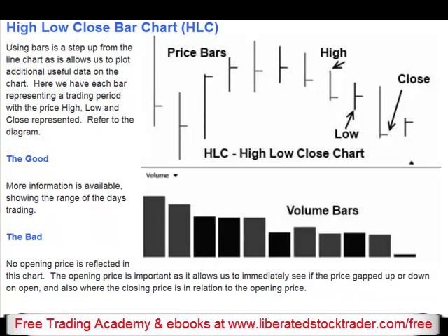The good. More information is available showing the range of the day's trading. The bad. There is no opening price reflected in this chart. The opening price is important as it allows us to immediately see if the price gapped up or down on open, and also where the closing price is in relation to the opening price.